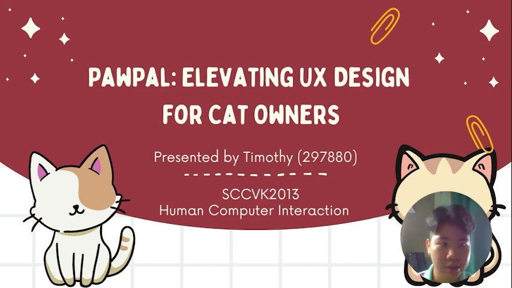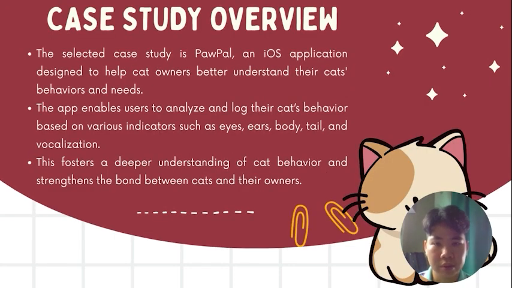Today I'm going to present a case study about Popol: elevating UX design for cat owners, for Human Computer Interaction SCCVK2013. For the case study overview, the selected case study is Popol. It's an iOS application designed to help cat owners understand their cat's behavior. The app also enables users to analyze their cat's behavior on various indicators such as eyes, ear, body, tails, and so on. This fosters a deeper understanding of cat behavior and strengthens the bond between cat and owner.